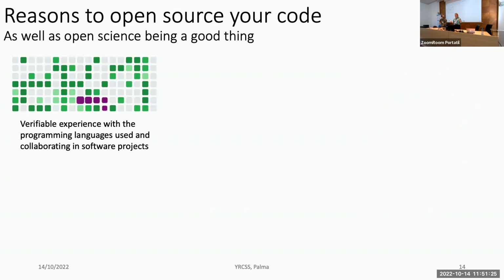Some reasons why open sourcing is a good idea, as well as generally the concept of open science being quite a good thing, is that having your projects on GitHub or contributing to different projects gives you something verifiable of the experience you have with the project, if you are looking for a career, whether that be in academia or industry.